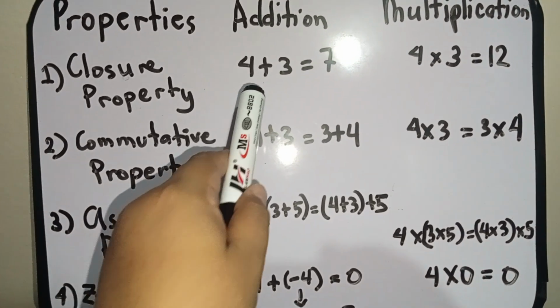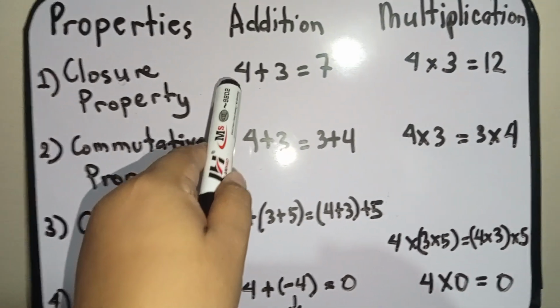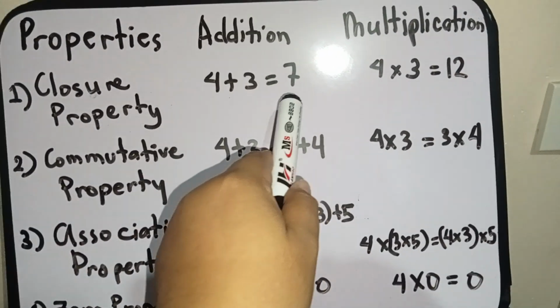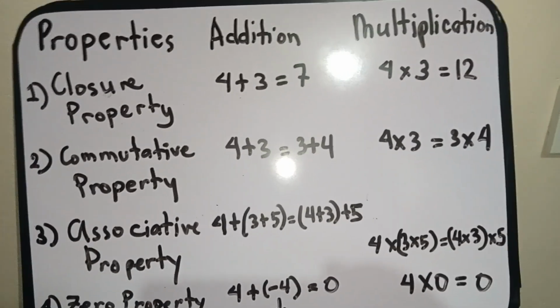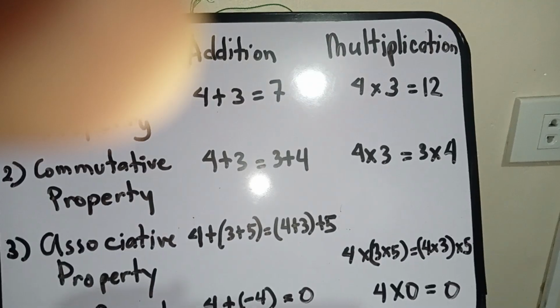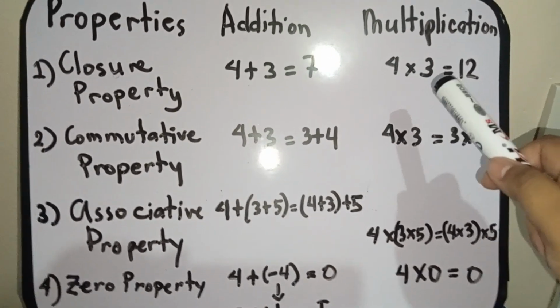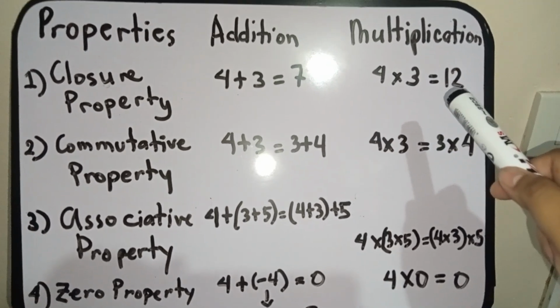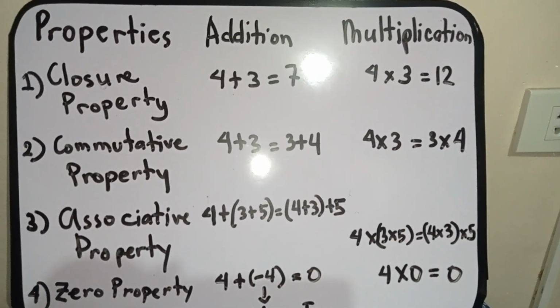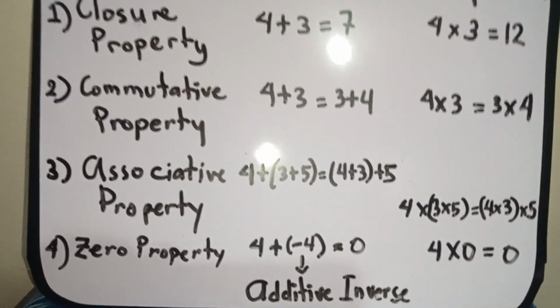For example, 4 plus 3. 4 and 3 are unique numbers. So when we add them, the result is 7, which is another unique number. In multiplication, you have 4 times 3. So 4 times 3, 4 and 3 are unique numbers, and the result is 12, and 12 is another unique number.